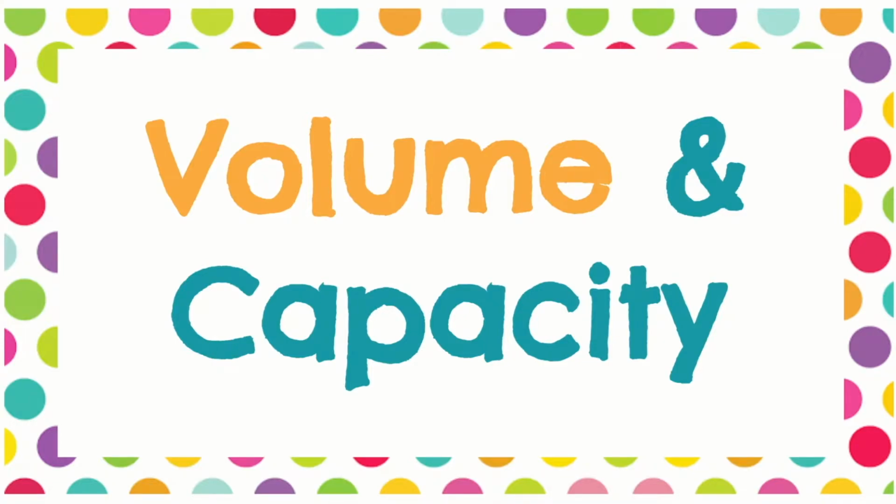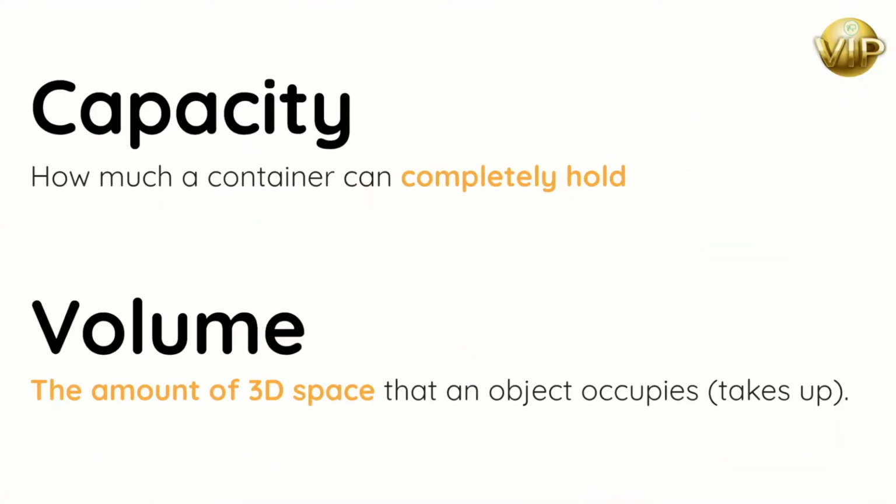Last week we learned about capacity, and this week we will learn more about volume. So just to recap, capacity is how much a container can hold completely, and volume is the amount of 3D space that an object occupies or takes up. A 3D object is a solid that takes up space, and that can be measured and that's called volume. And capacity is the complete amount that a container can hold.